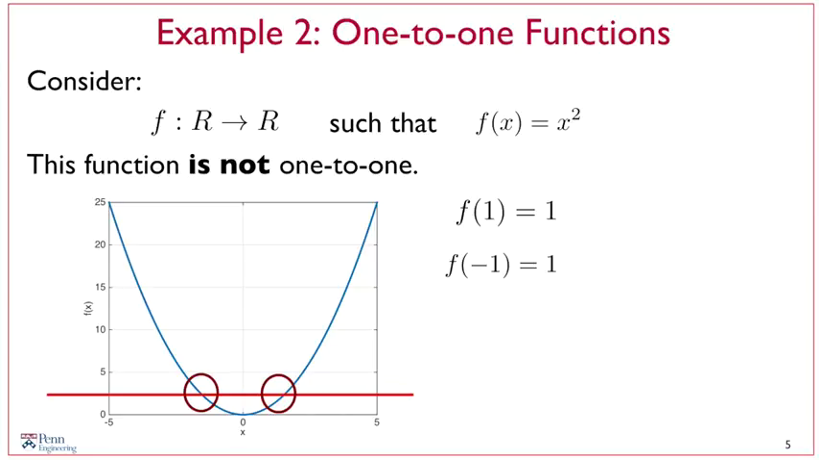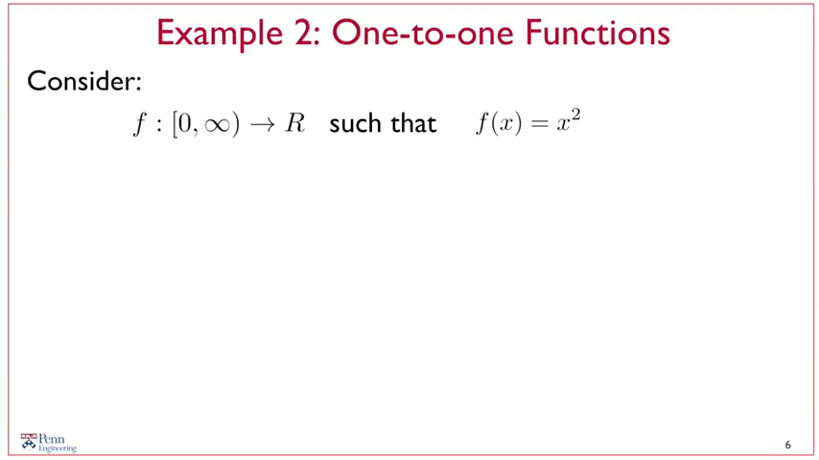In fact, f of x and f of negative x will evaluate to the same value for any value of x. As a result, this function is not one-to-one, since there are multiple inputs that map to the same output. However, suppose we change the domain to only include values from 0 to positive infinity, including 0. Then, this function would be one-to-one.